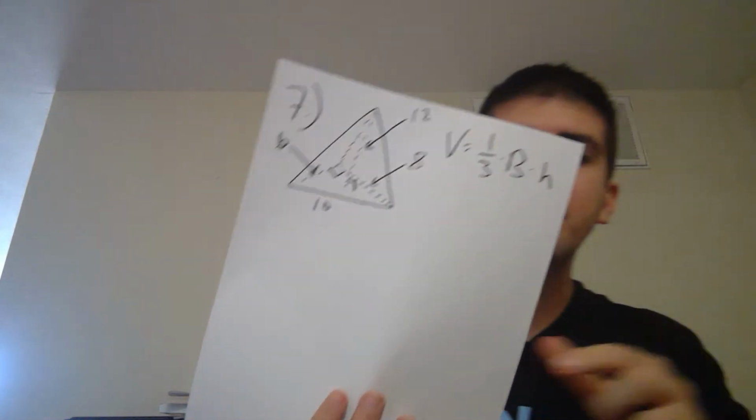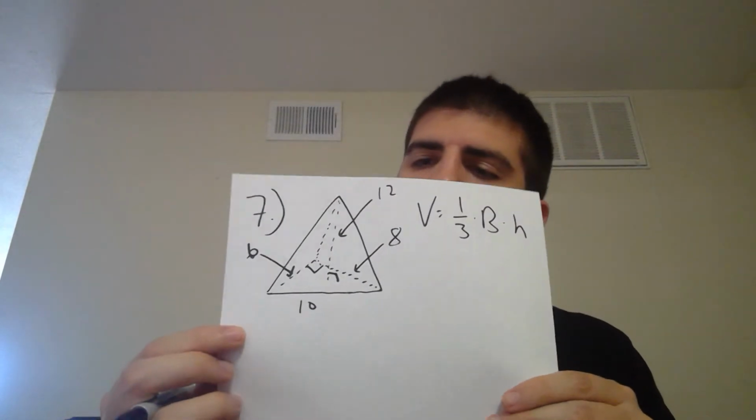Again, these answers are online. I would recommend checking these online. This one is probably the trickiest one we've done. This is number 7. Okay, so here, guys, this is number 7.